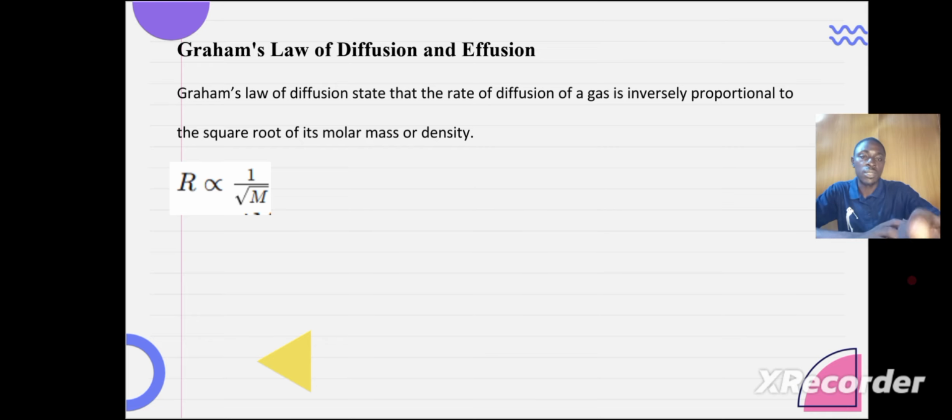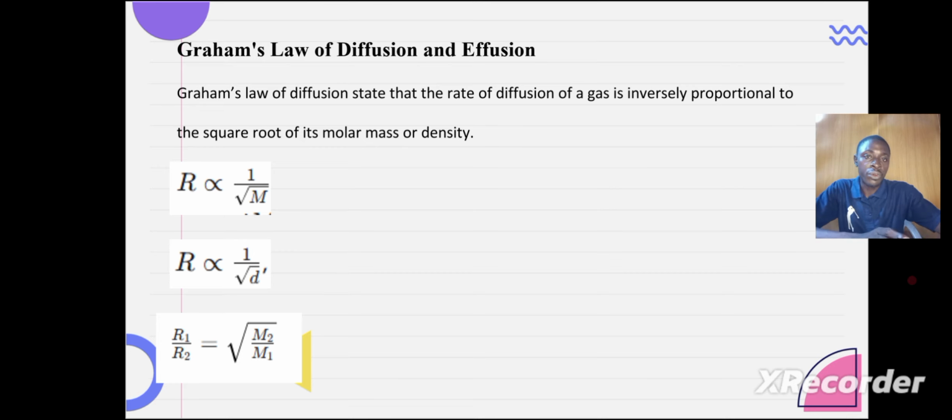So in symbols, mathematically, this is how it's represented. R is for rate of diffusion, and then inversely proportional to root of the molar mass. And then also if we take the density approach, R is inversely proportional to the square root of its vapor density. So if we rewrite it properly, it means that for the first one, R1 over R2 is equal to square root of M2 over M1. Take note, when R1 is up, M1 is the denominator, and if R2 is the denominator, M2 is the numerator. So it's an inverse relationship. And also, if we take the density as well, R1 over R2 is equal to square root of D2 over D1. Very important, take note.